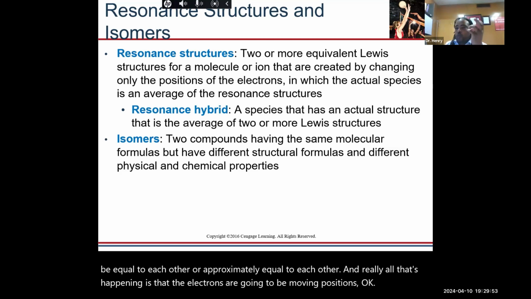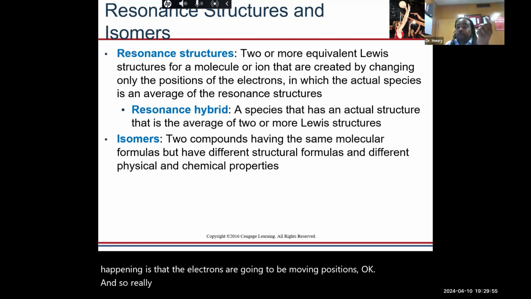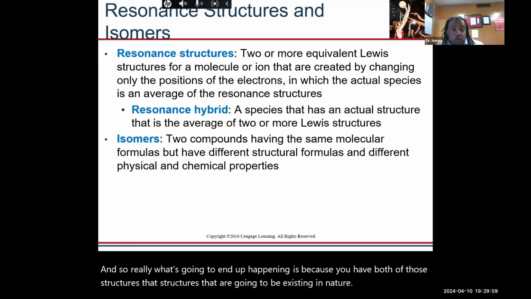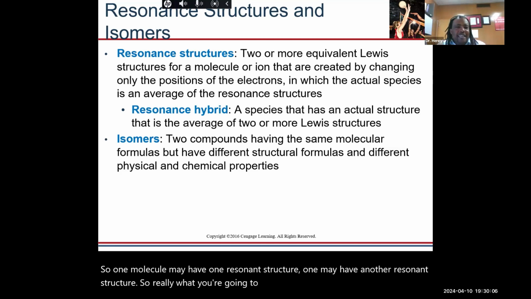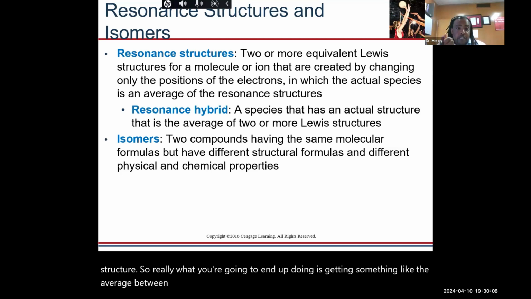And so really what's going to end up happening is that both of those structures are going to be existing in nature. So one molecule may have one resonance structure, one may have another resonance structure. So really what you end up getting is something like the average between the two different structures. And I'll show you what I mean by that.